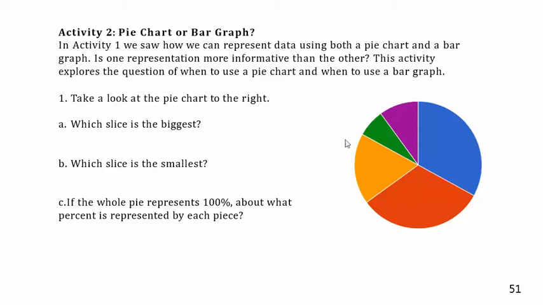So in this activity over here, we have a pie chart. And we're just going to answer some questions about that pie chart. This pie chart's completely unlabeled, right? But we know some things about what a pie chart means as far as the type of data it represents. So go ahead and pause the video and answer these three parts right here from question 1.